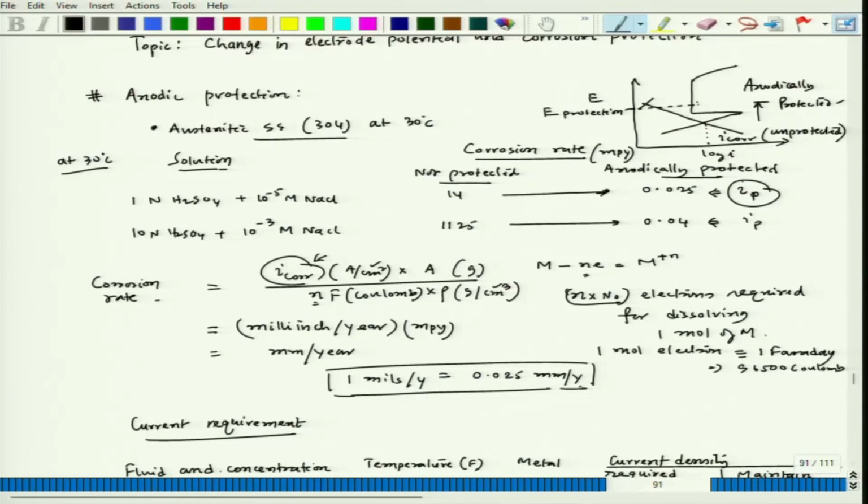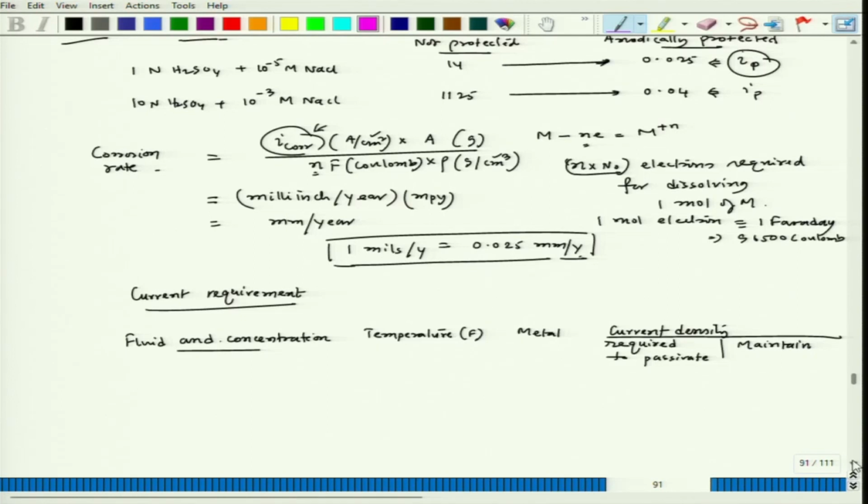So, we have to maintain that particular metal within this zone. Within this zone, if we maintain, then definitely we can get a very low current density. Now, if we talk about a couple of examples, like 1 molar H2SO4, temperature around 75 degrees Fahrenheit, metal is 316 SS.